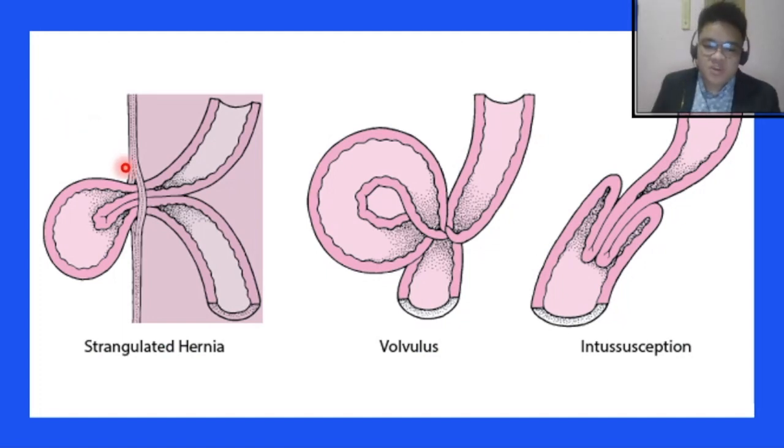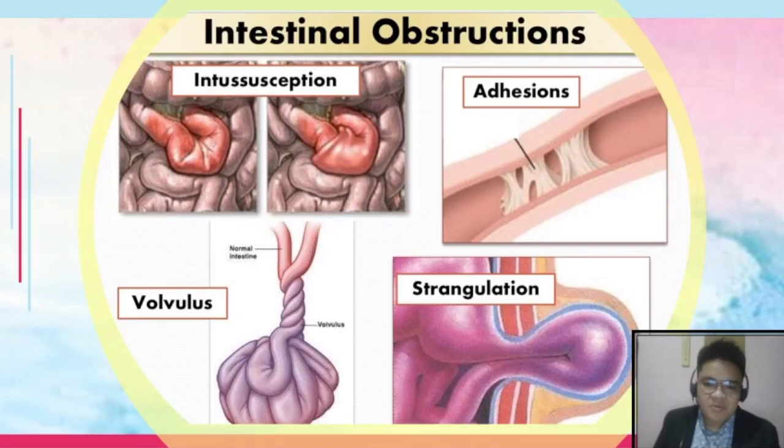These images here would show you the common causes for your bowel obstruction. So you have your strangulated hernias, the first picture. As you can see, there is a protrusion of the organ, or part of your intestine, through a muscle, and then volvulus, which is the twisting, and then intussusception, which is the telescoping of your intestines.